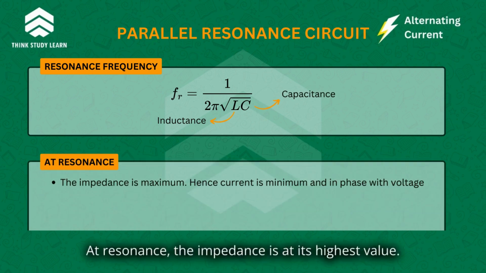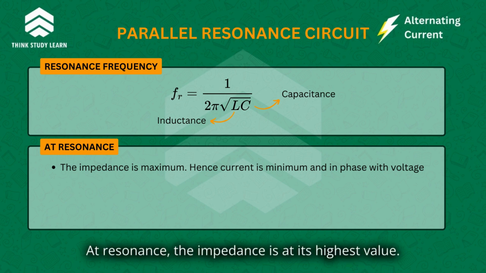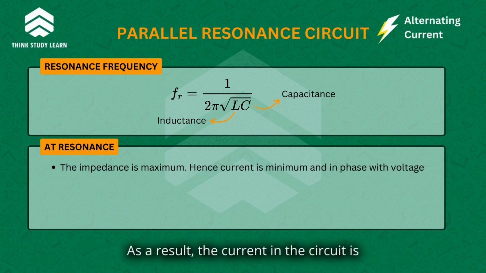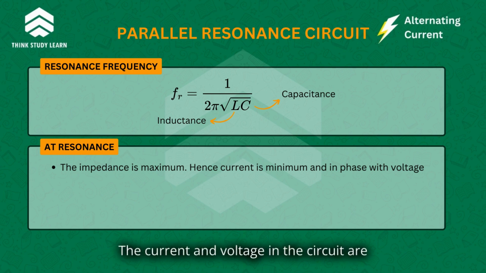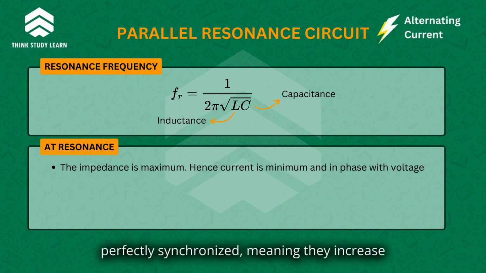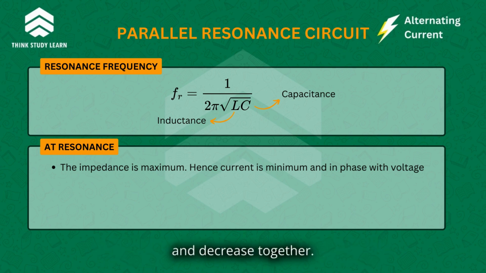At resonance, the impedance is at its highest value. As a result, the current in the circuit is at its lowest. The current and voltage in the circuit are perfectly synchronized, meaning they increase and decrease together.